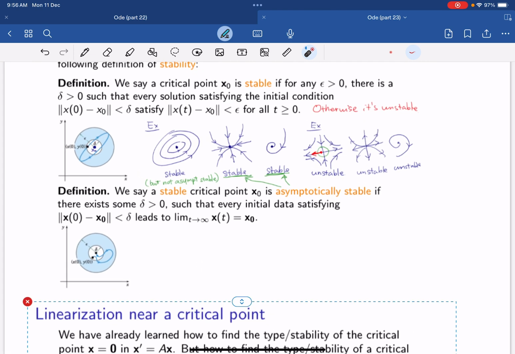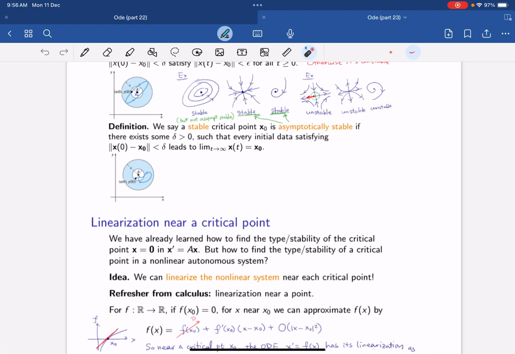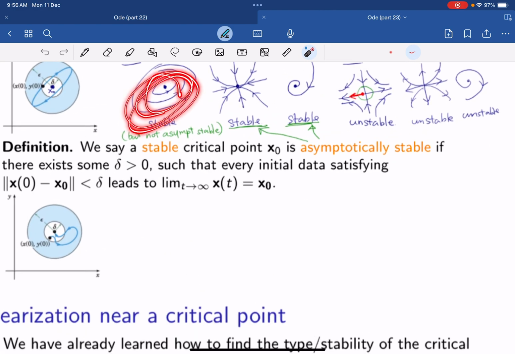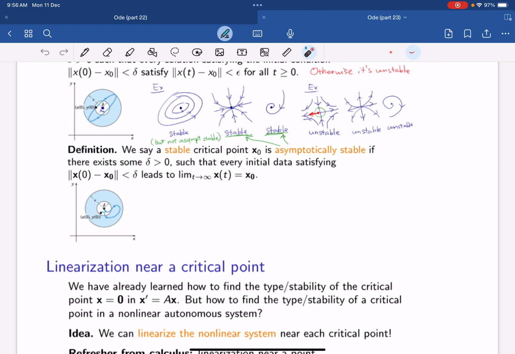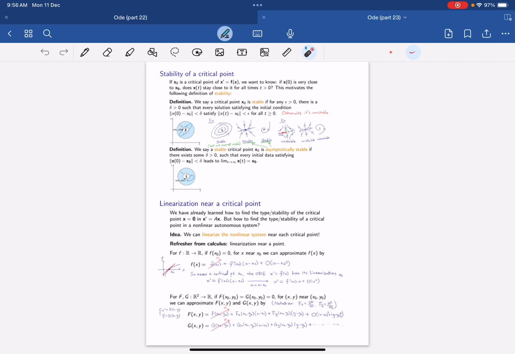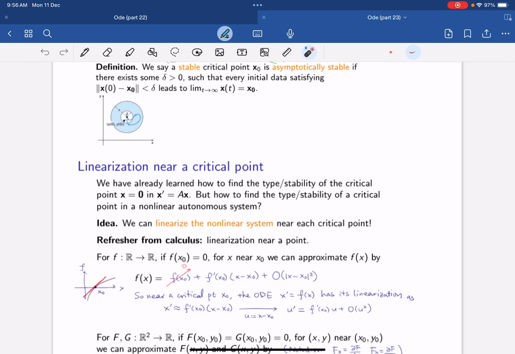And we say that it is asymptotically stable if it approaches x0 in the end as t approaches infinity. So it goes towards x0. So this is not asymptotically stable because it's just hovering. But if it goes to x0, then it is asymptotically stable. So the idea now is we know what the stability points are, and how do we find the stability points of a non-linear autonomous system?